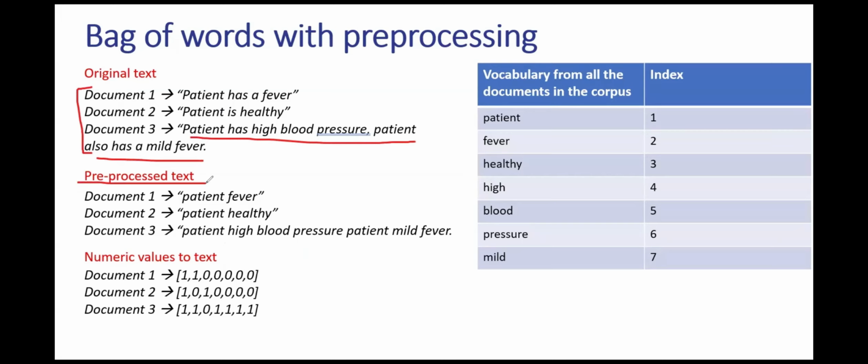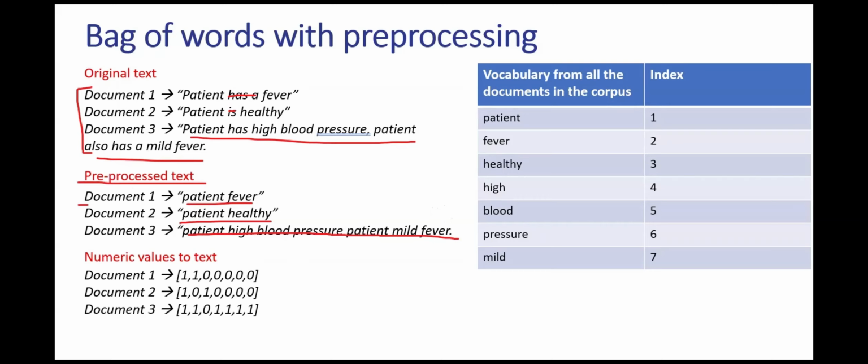When we apply our pre-processing techniques, we can see here that document 1 becomes patient fever because has and a are both stop words. Document 2 is patient healthy because is is also a stop word. And then document 3 becomes patient high blood pressure, patient mild fever. So this greatly reduced the amount of text that we ended up with in our documents.